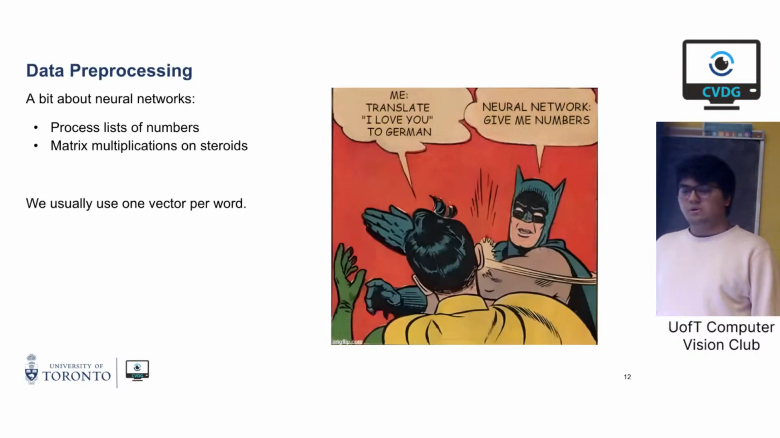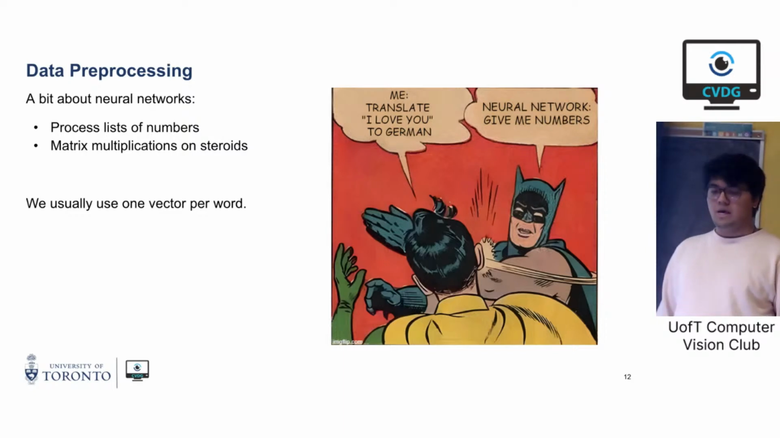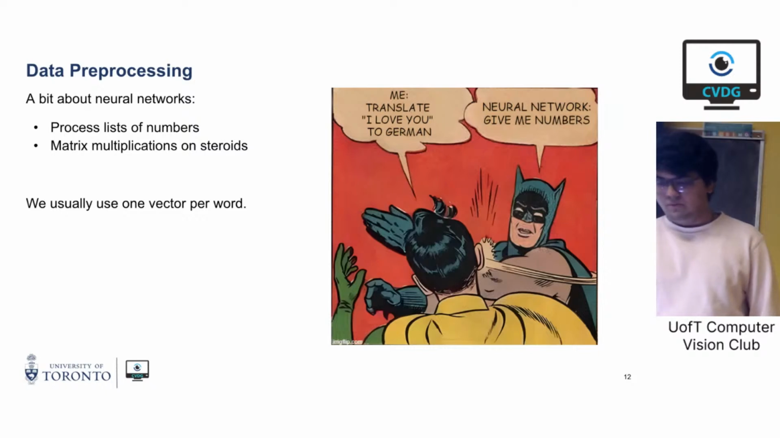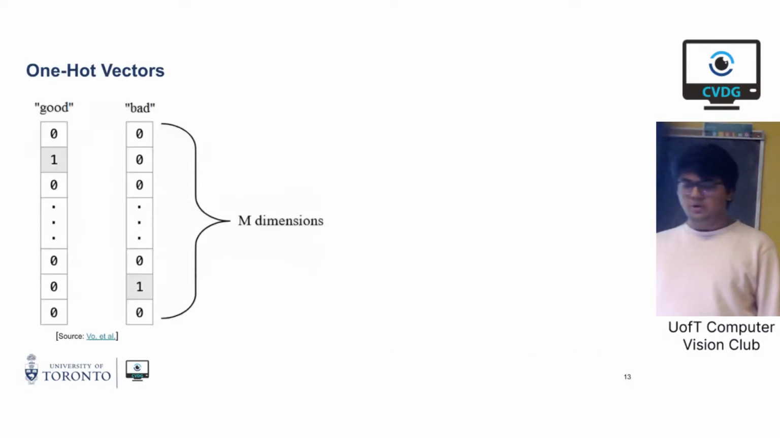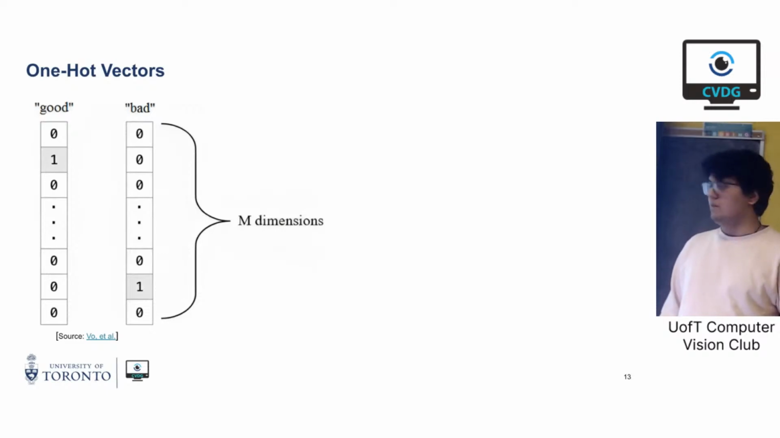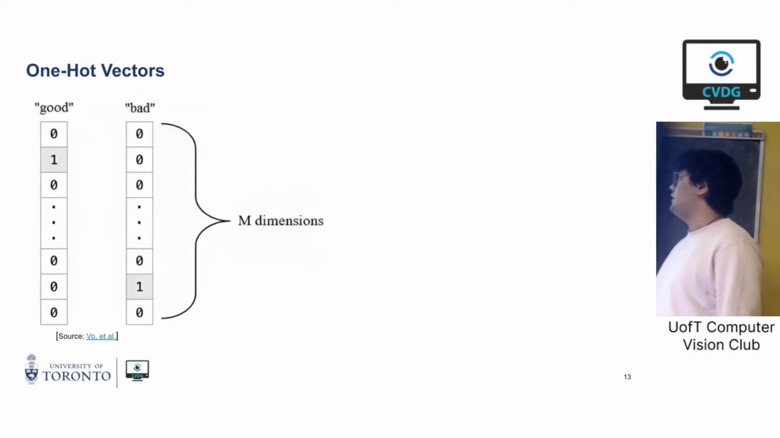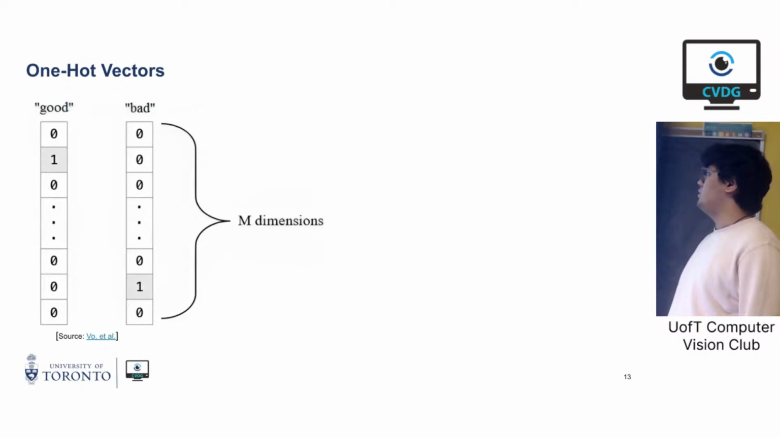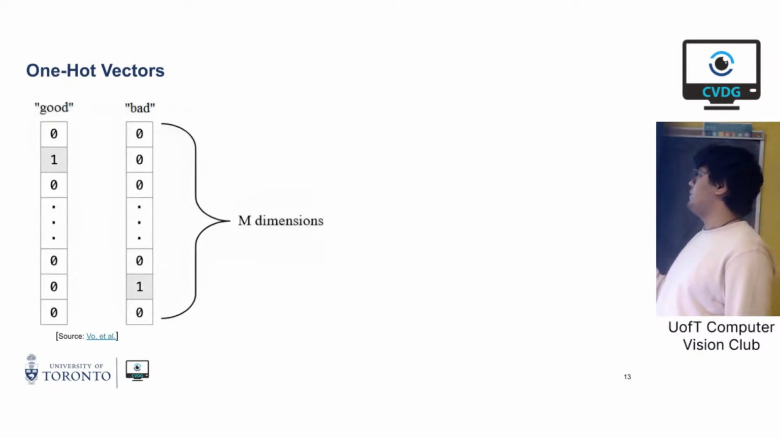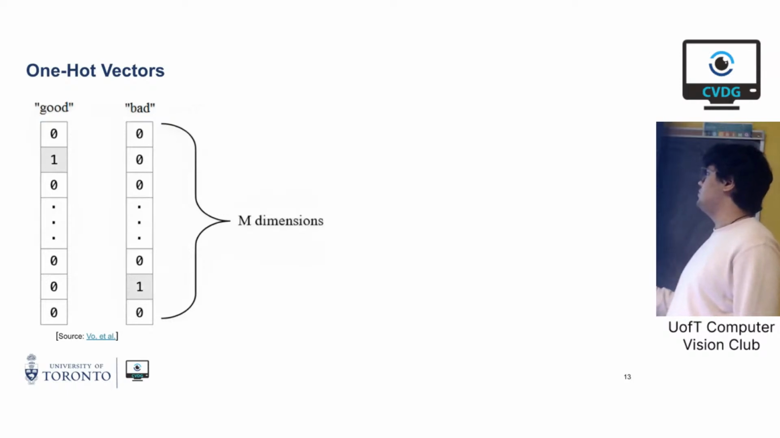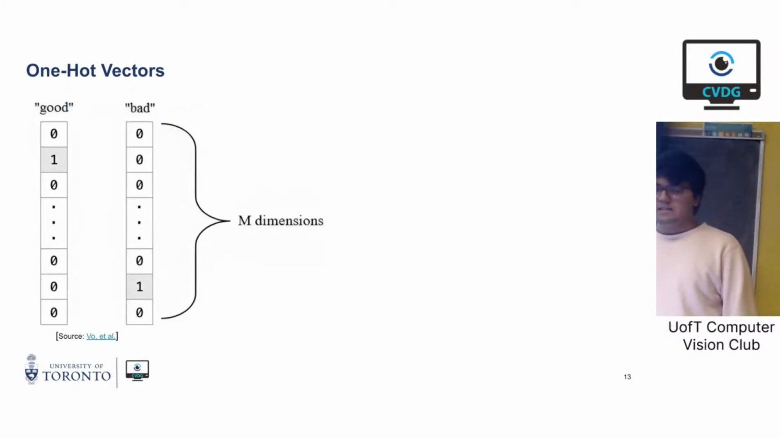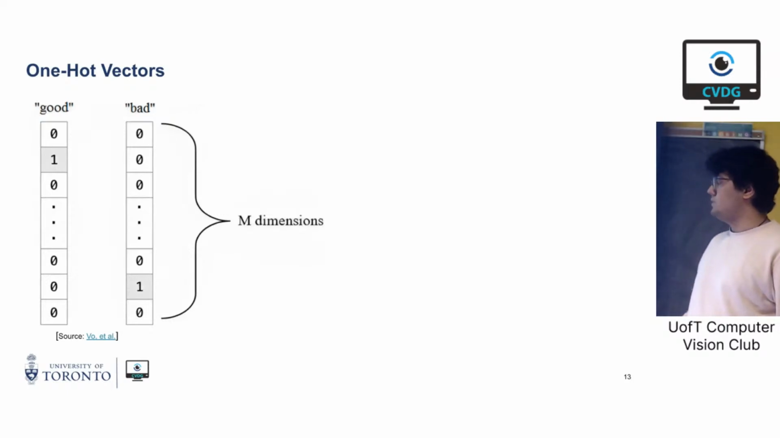A bit about neural networks: they process a list of numbers. They don't process words. They're basically matrix multiplication on steroids. We'll use one vector per word. One approach is to use one-hot vectors. Say, for example, if we have a vocabulary of length m, we put a one at a particular index to denote the word good, and at another index to denote the word bad. But the problem is that as the size of the vocabulary grows, so do these vectors.